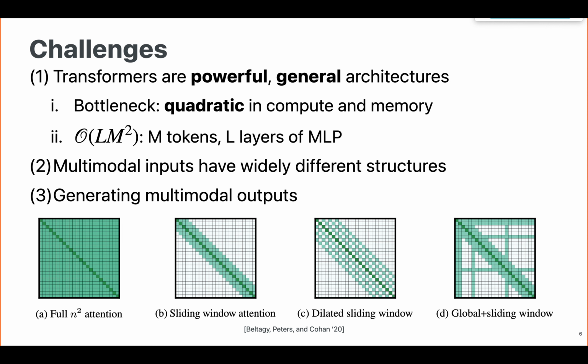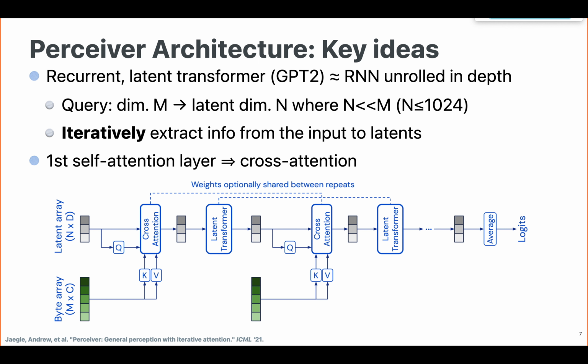And also, different modality data has different structures, and generating multimodal outputs is also quite challenging because currently transformers can only do text in and text out. So this is where I'd like to introduce the Perceiver architecture. The key ideas are the following. As we can see, we have key, value and query as before, and we have the input. The green ones are the input as usual. For example, this is serialized images.